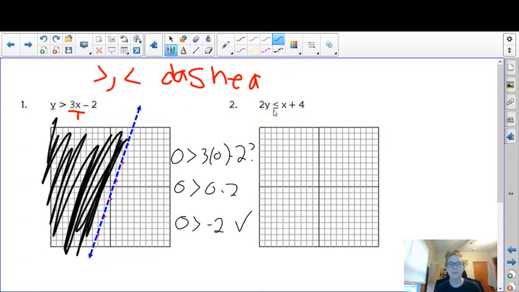Problem number 2. If you notice, I have something going on with my y, so I have to undo that first. And what I do to one thing, I do to every single piece. So y is less than or equal to 1 over 2x plus 2.